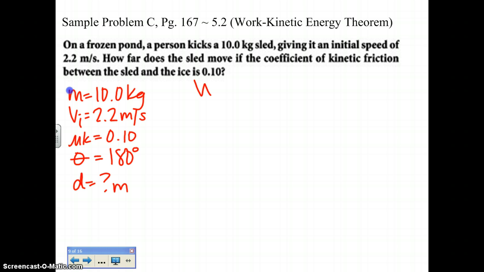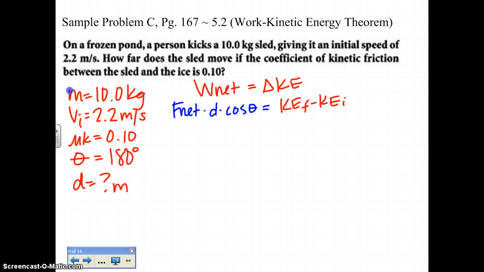So your original equation is W net equals delta KE. I'm going to break this down one side at a time. Your W net is going to break down into F net times d times cosine theta. Delta KE is simply KEF minus KEI. Now I'm just going to concentrate on the blue side.